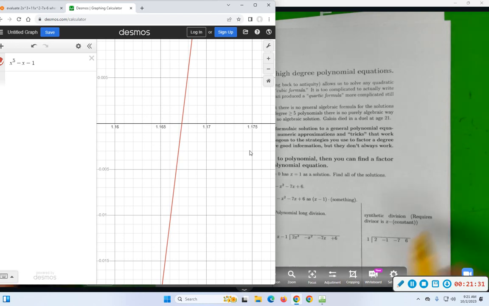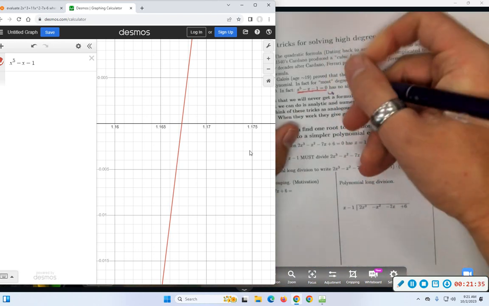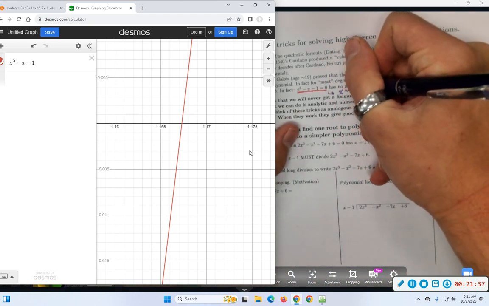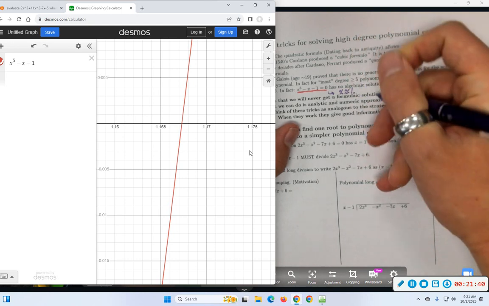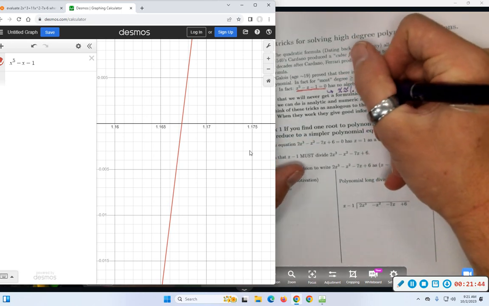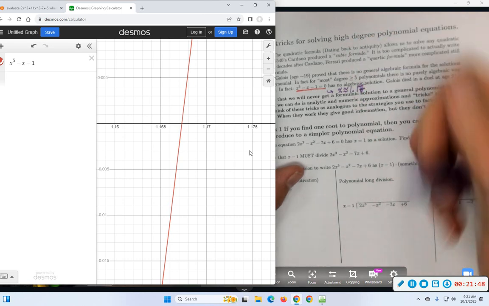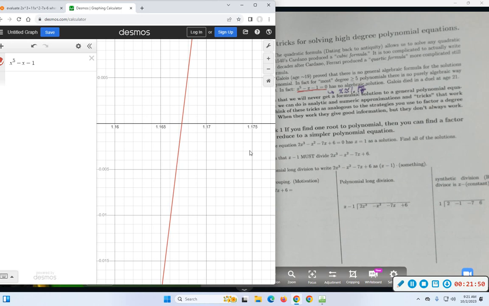This is telling me this has solution x about 1.1. Well, it looks like it rounds up. 1.17. Good enough. I don't know exactly what the root is, but I know it's somewhere around 1.17 by looking at this graph.